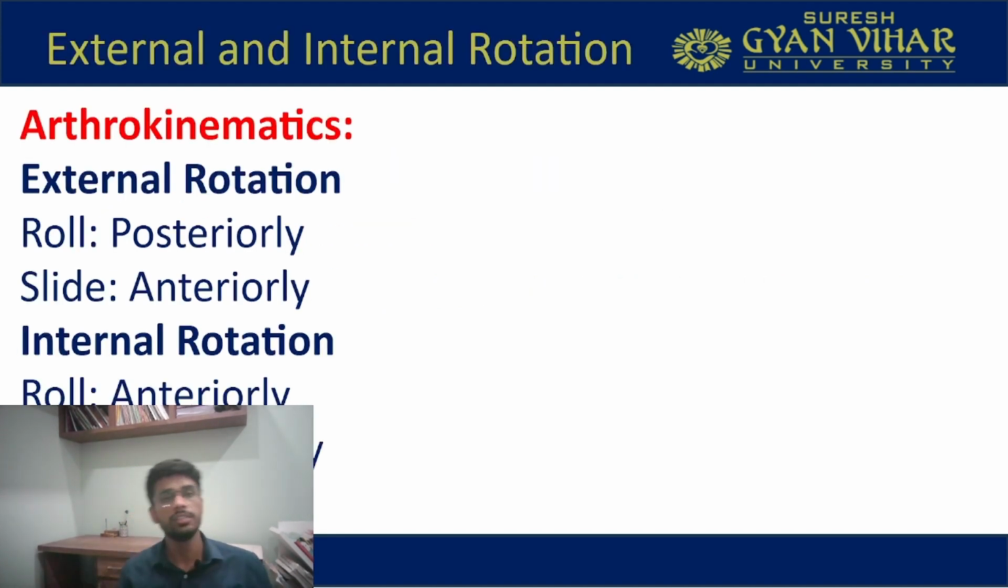Now let's see the external and internal rotation arthrokinematics. So what is happening when you are doing external rotation? Your humerus is going in the backward direction, which means the rolling is occurring in the posterior direction. And as a rule, as the convex surface is moving, rolling and sliding will occur in opposite directions. So sliding will be anterior. In internal rotation, your rolling will be anterior because the head of the humerus is coming in the anterior direction, and sliding will be opposite to that, which is the posterior direction.